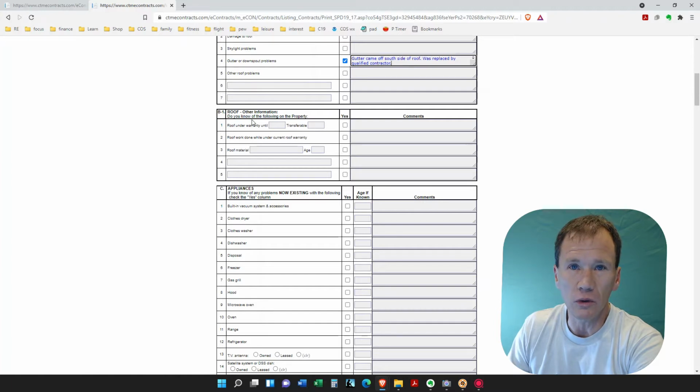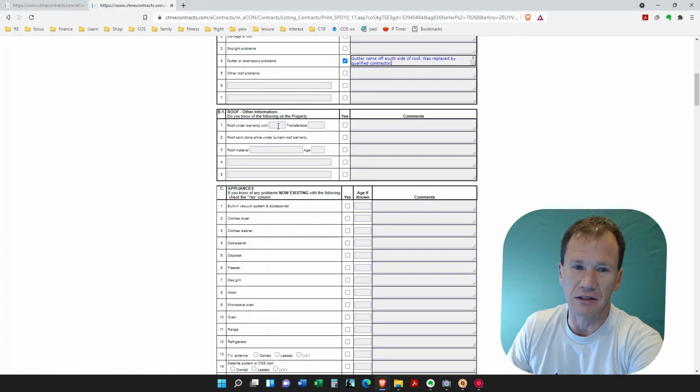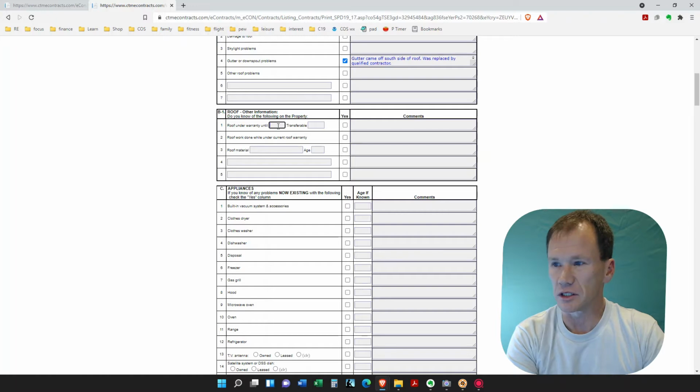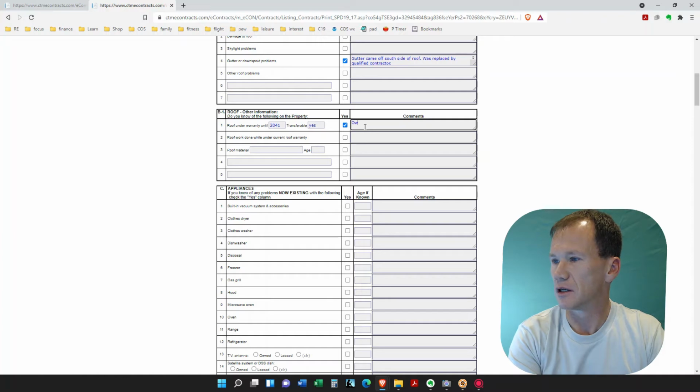And then other information, do you know? Now, if you don't know, leave it blank. If you do know it exists, fill it out. So roof warranty until, well, if you had a new roof, it's probably got a warranty for 30 years. Let's say this one had a new roof. Filling this out today in 2021, we'll say it had a new roof in 2011, so it's good until 2041. And transferable, yes.